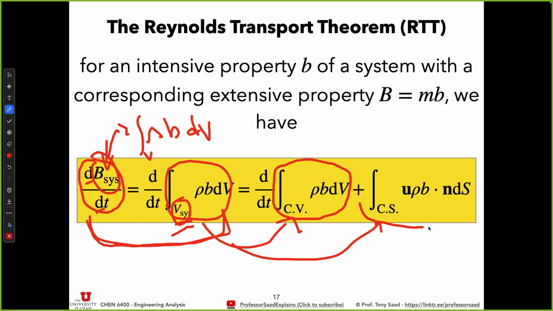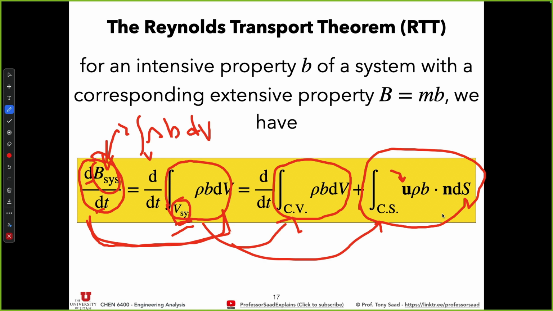Plus an integral over the surface of the control volume, the control surface, of the flux of the intensive property. So this is where the velocity field of the flow comes in. That's why we had to define that a flow has a velocity field u. The integral of u rho b dot n dS, what is this measuring? It's measuring the advective flux of rho b through the faces of the control volume.